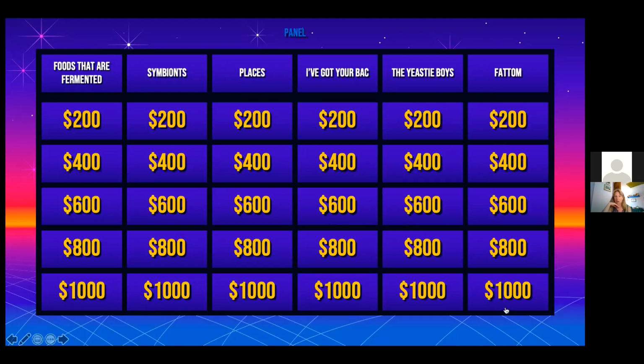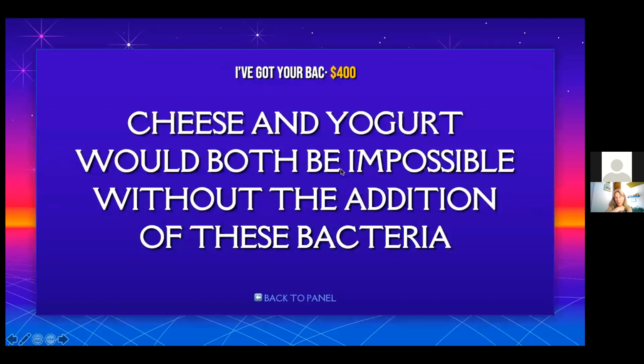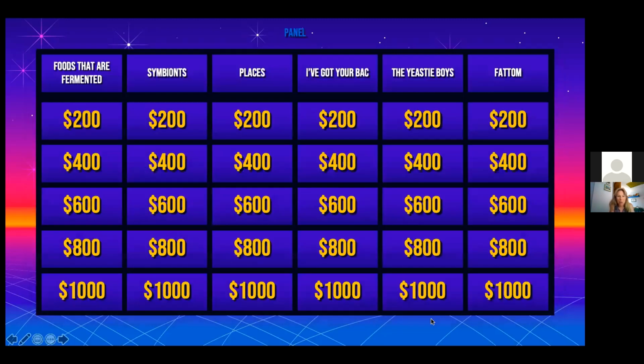I got your back for 400. Cheese and yogurt would both be impossible without the addition of these bacteria. Got probiotics, lactose, cultures. Cultures is what I was looking for. Starter culture makes cheese and yogurt possible. All right, KL and Ruby both got that. Ruby, why don't you pick the next category and amount?